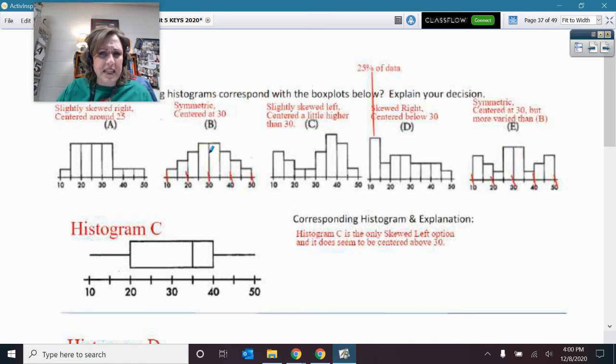So E and B are similar. I would have to say B is less varied. E has more data on the outside edge, so E is more varied than B. So that's my preliminary thoughts about this. Now I'm going to come on down here. C is skewed left. The only one that's closest to a skewed left is histogram C. So there's my matchup for that.